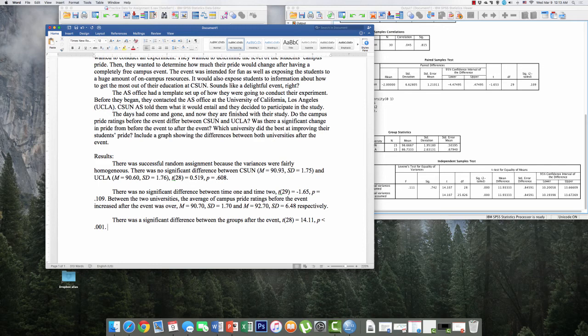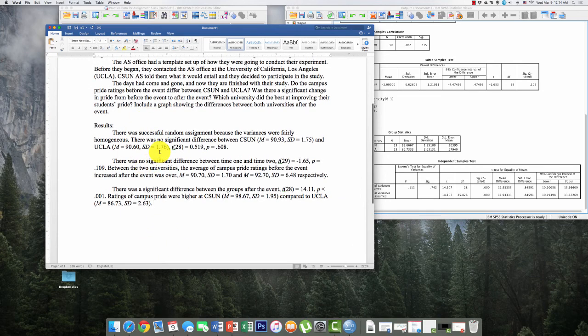We're going to say ratings of Campus Pride were higher at CSUN, mean 98.67, standard deviation 1.95, were higher at CSUN compared to UCLA, 86.73 and then 2.63. Okay, so that's the final interpretation for that.